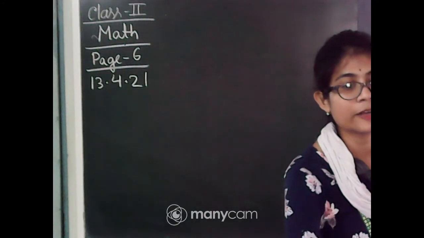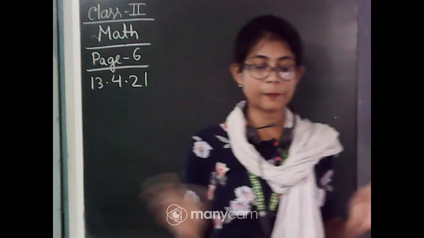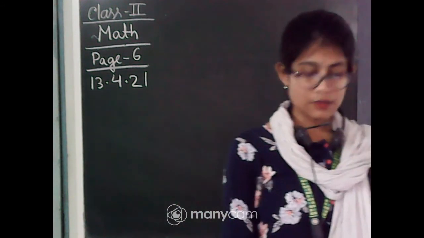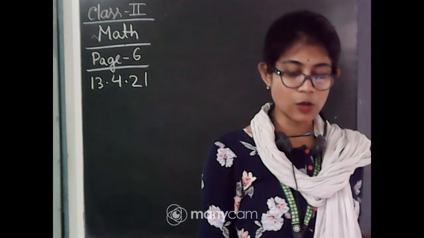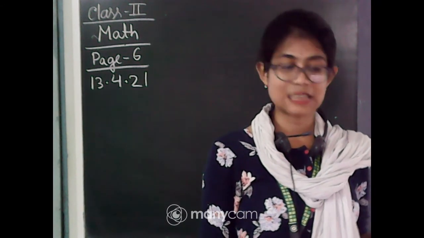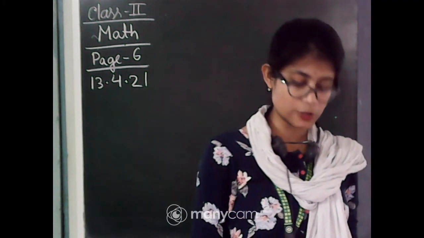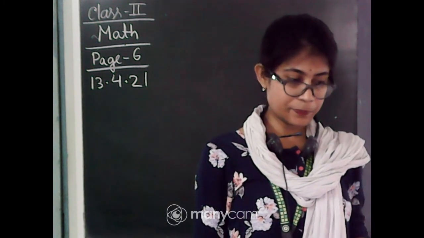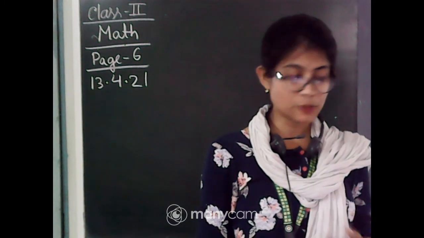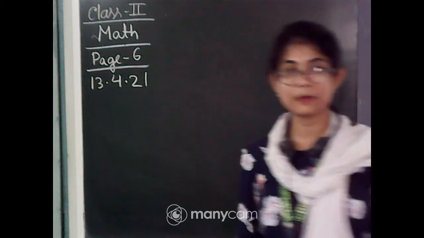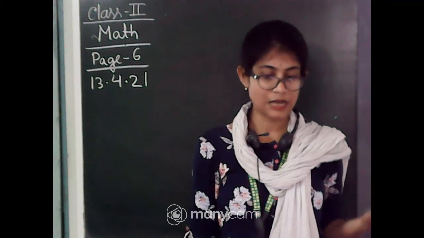All the students of class 2, after completing page number 6 boxes, meaning the things which can roll, the name of the things which can slide, and the name of the things which can slide and roll both. After completing these 3 boxes, you just come to page number 8, because page number 6 we have already discussed in our previous class also.